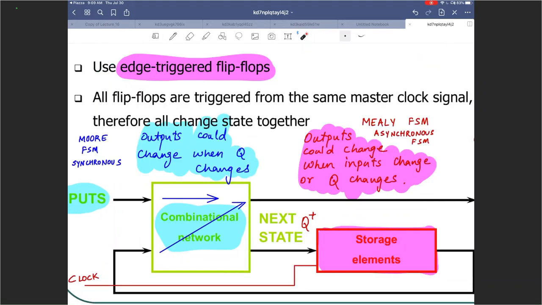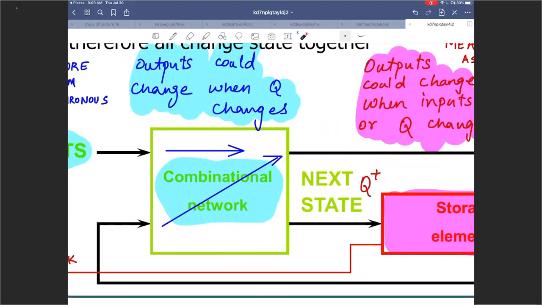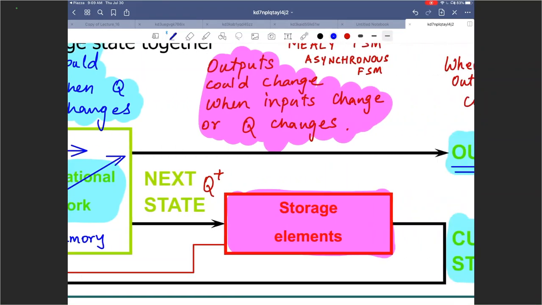Is there any memory involved in the combinational network here? There's absolutely no memory there, right? No feedback, no memory. This is a combinational block. All the memory is over here using flip-flops.